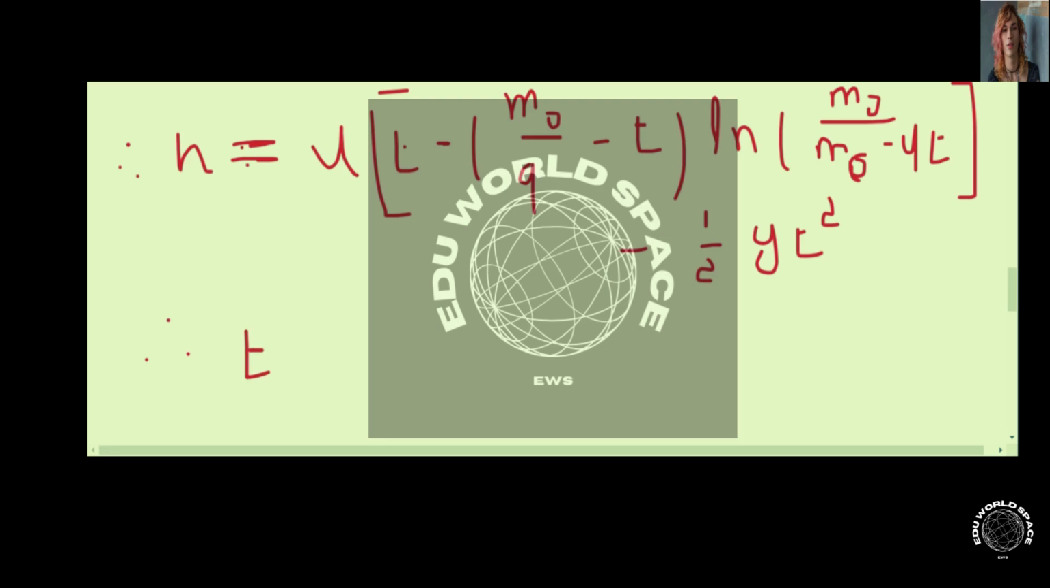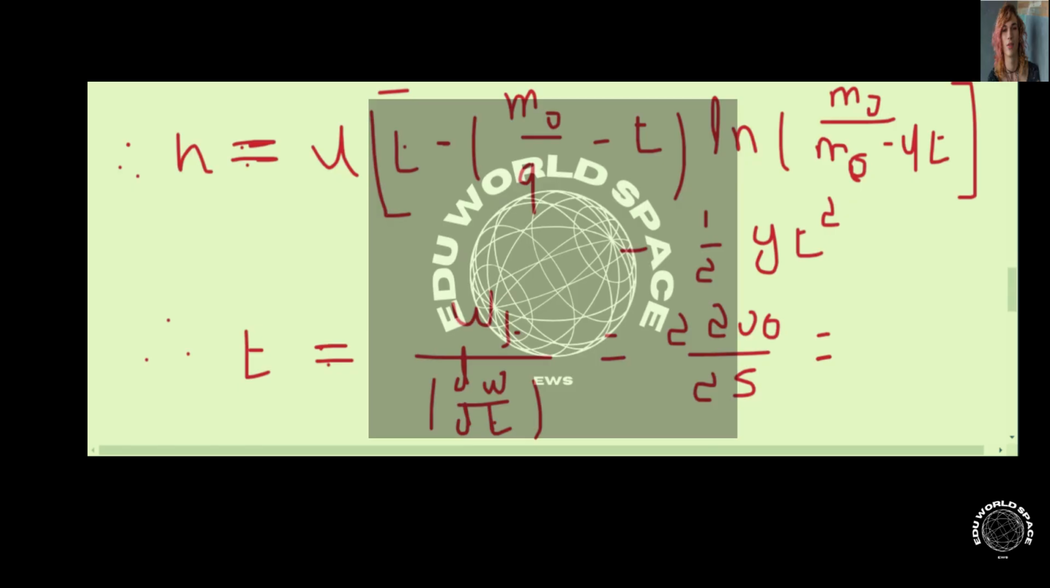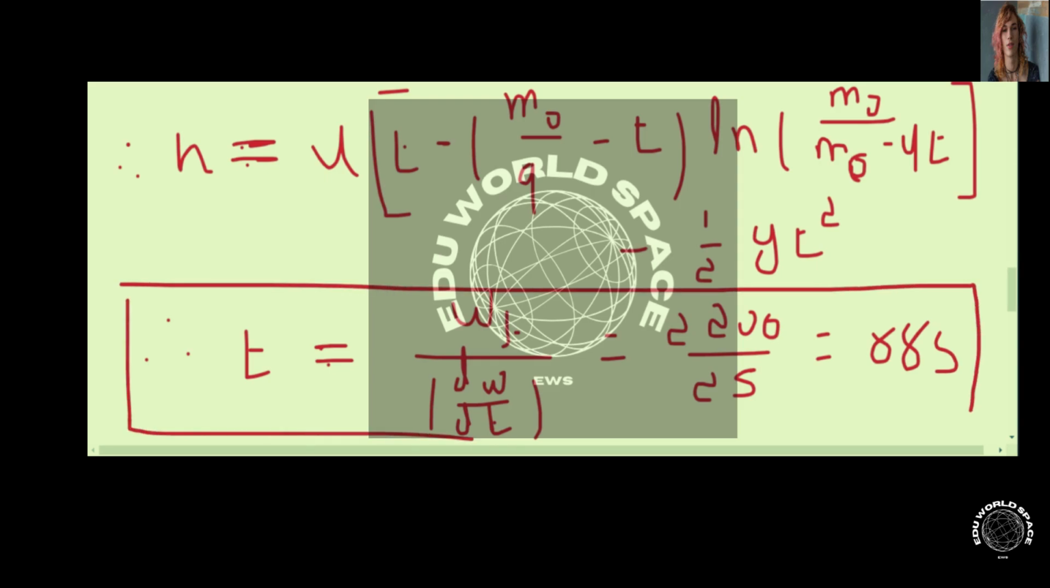Therefore, t is equal to wf upon dw upon dt, which is equal to 2200 upon 25, which is nothing but 88 seconds. Now this t value we are going to use in the above equation.